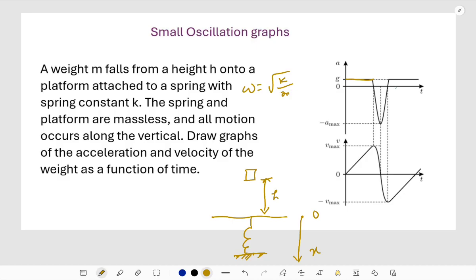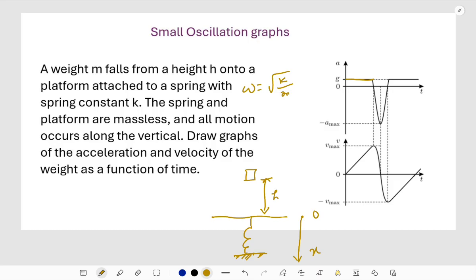and its equilibrium position is mg by k. This is not shown in the graphs because these are acceleration and velocity graphs, so position is not particularly mentioned, but we know the equilibrium position of this oscillation will be mg by k. And then it breaks away again from the platform. The weight again flies with acceleration g until the next impact in the air, and the whole process is repeated.